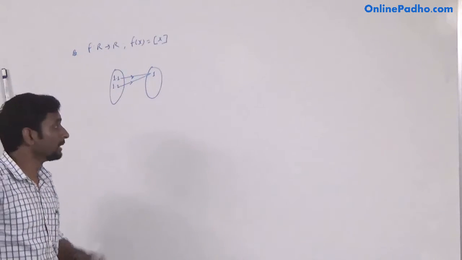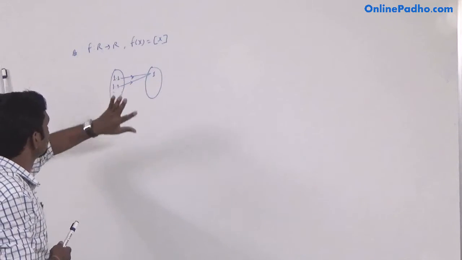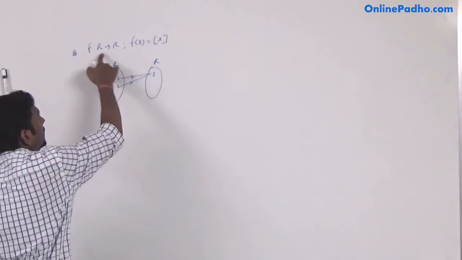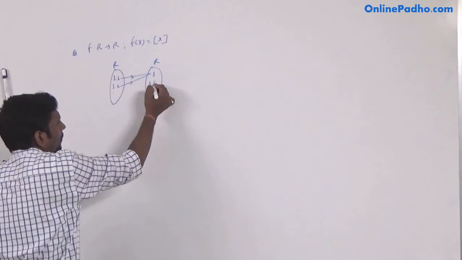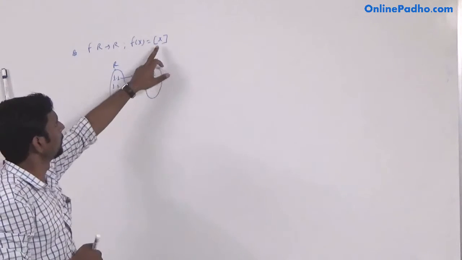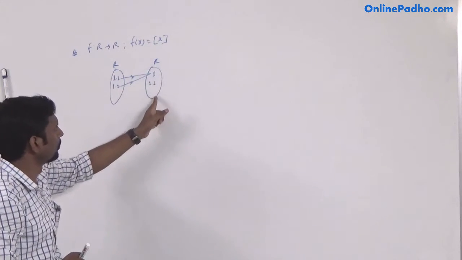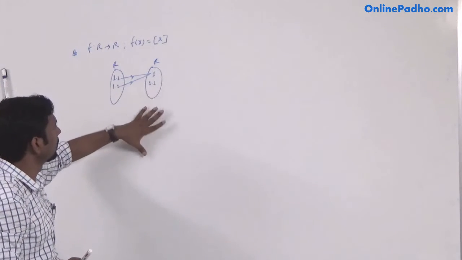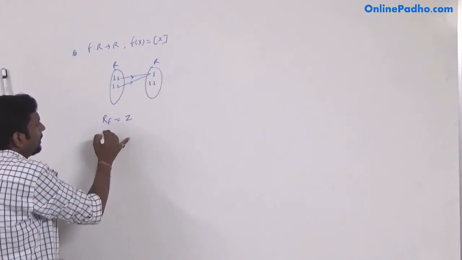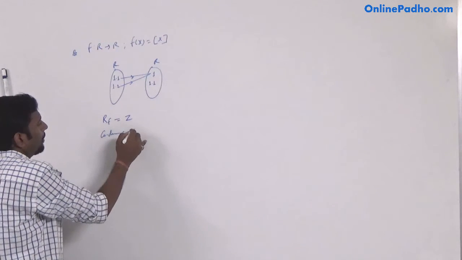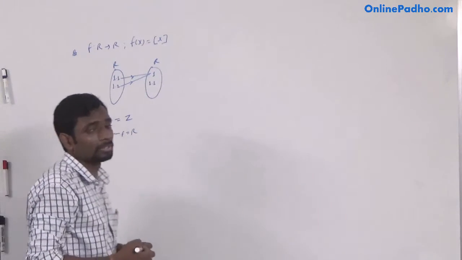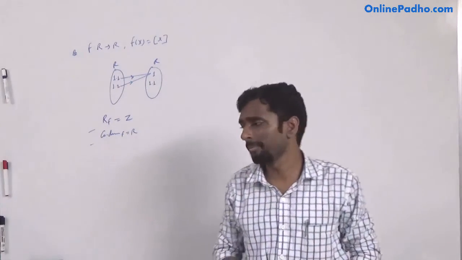How is it not onto? This is not one-one, proved according to mapping. This is also not an onto function. Why? Because this is real numbers to real numbers. If you have 1.1 here, you don't have any pre-image, because if you put any value in place of x, you will always get an integral value in its range. So the range is not equal to the codomain, because the range is integers and the codomain is real numbers. These are not equal, so we can say that this function is not surjective. This is neither injective nor surjective, right?